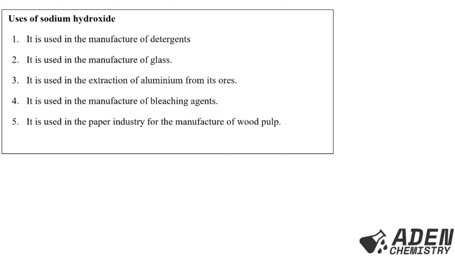Number 1, we are saying it's used in the manufacture of detergents. Number 2, it's used in the manufacture of glass. Number 3, we are told it's used in the extraction of aluminium from its ore, that is from bauxite ore. Number 4, it's used in the manufacture of bleaching agents. Then number 5, or lastly, we are saying it's used in the paper industry for the manufacture of wood pulp.